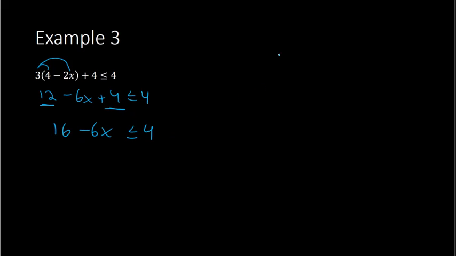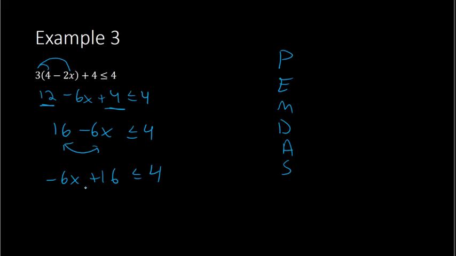And then from here, I can solve by doing reverse order of operations. And it may be helpful to you if you switch this around. So I get negative 6x on the left and then a plus 16 on the right. It's not necessary, but it might be helpful to you as you think through the solving process. Alright, so from here, I want to do reverse order of operations. I see a plus 16, which is addition. Then negative 6 is being multiplied by x.